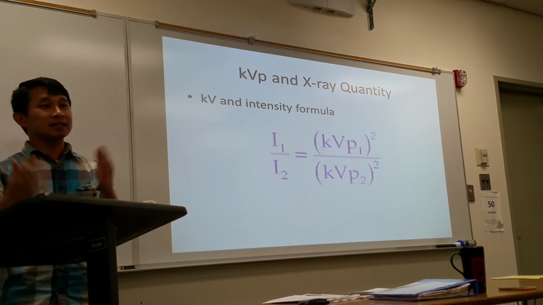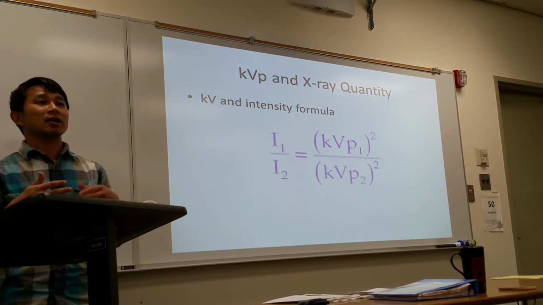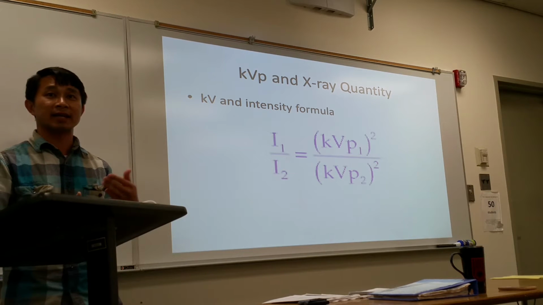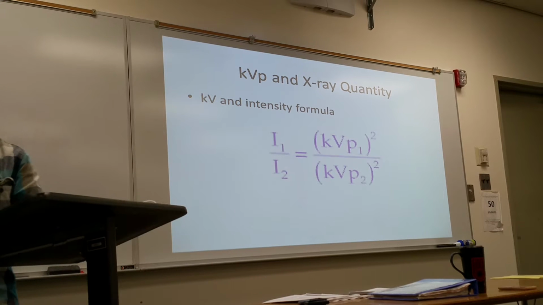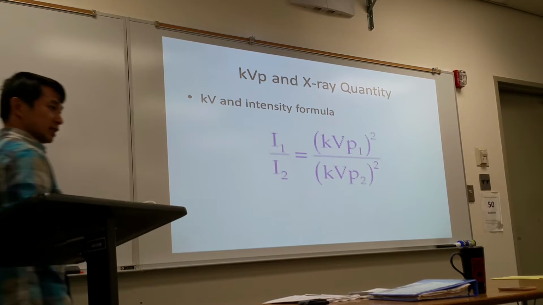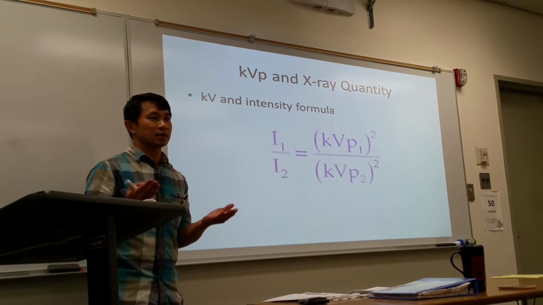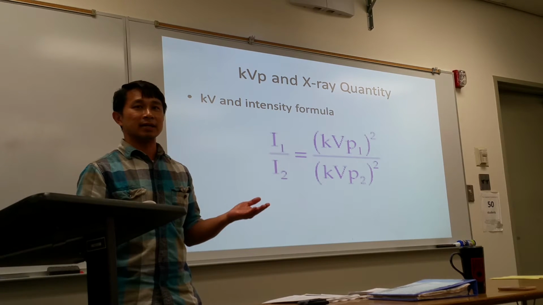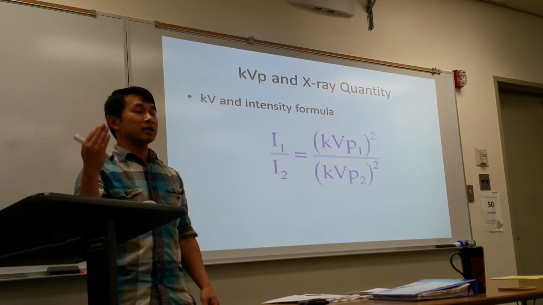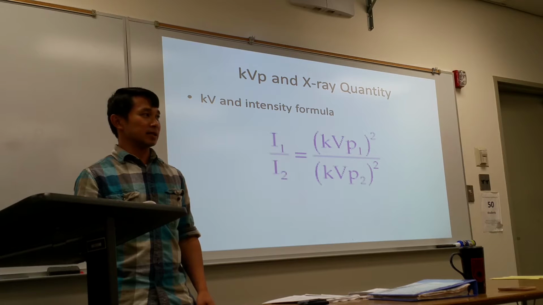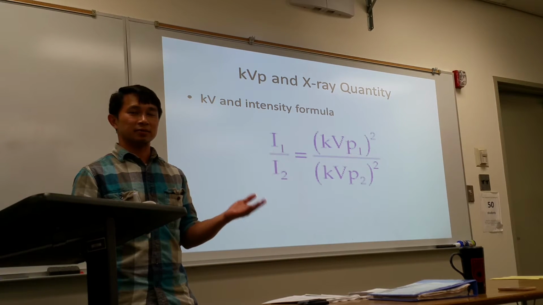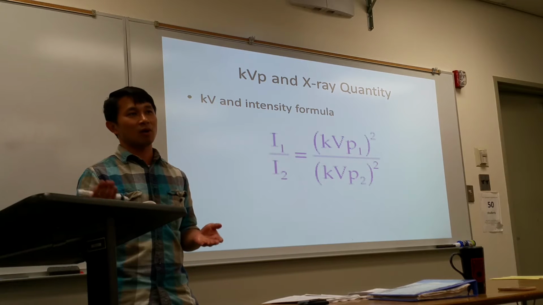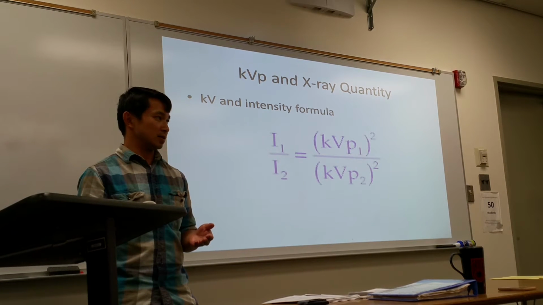In terms of intensity of radiation exposure, the same thing applies. A small change in kV will have a huge change in exposure factor, radiographic intensity. A 10% increase in kV will have a huge increase in intensity, whereas a 10% increase in mAs will only cause a small amount of change in intensity as well.